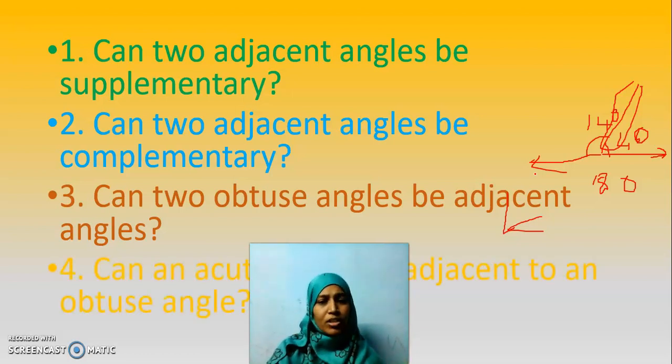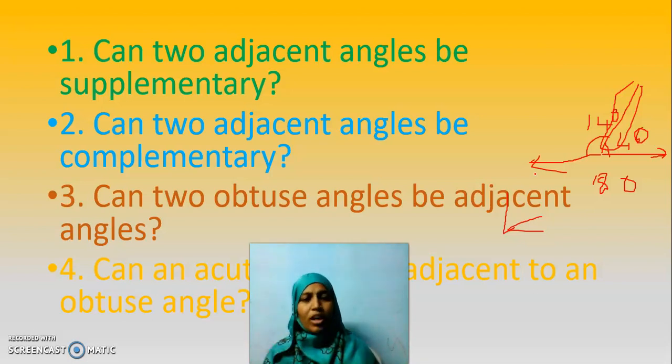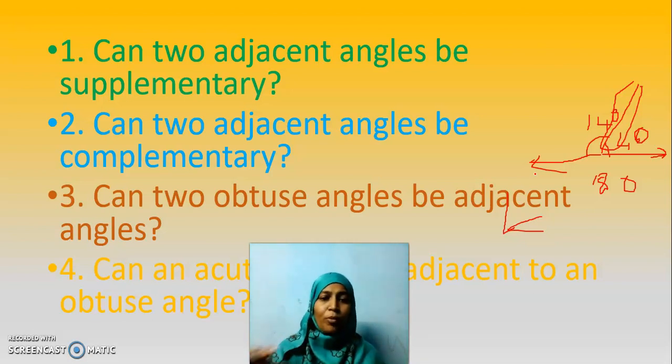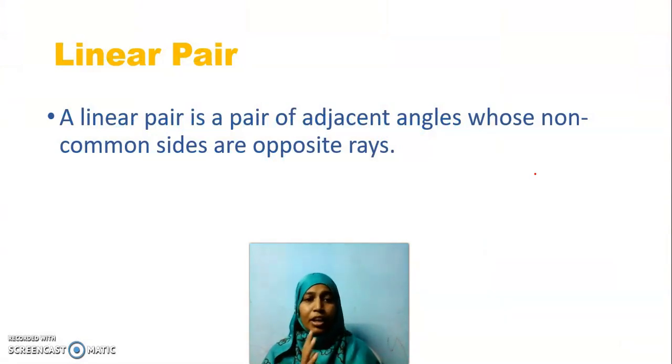Can acute angles be adjacent to an obtuse angle? Yes. One acute, one obtuse, both lying close with the common vertex, common arm. Surely they will be adjacent angles. Hope you are clear with the concept of adjacent angles. Now, the next concept is linear pair. A linear pair is a pair of adjacent angles whose non-common sides are opposite rays.